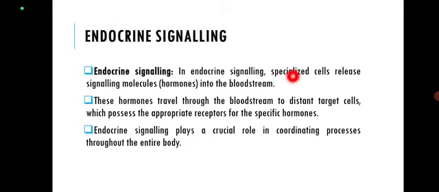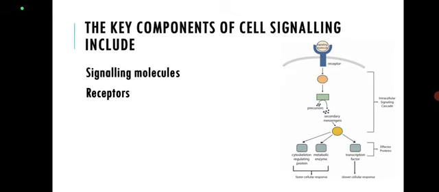In endocrine signaling, specialized cells release signaling molecules that are called hormones, which diffuse into the bloodstream. Through the bloodstream, it is circulated throughout the body, and then the molecule reaches the target cell, and the actions of the signaling molecule will happen inside the target cell. So this is the third type of mechanism, that is the endocrine signaling mechanism.